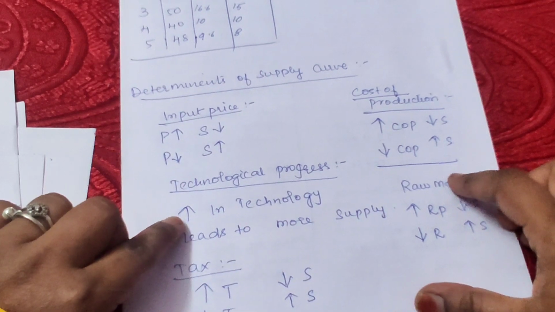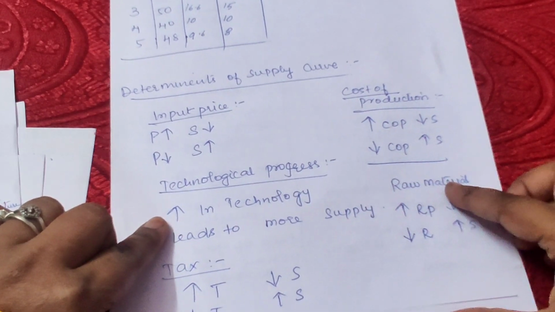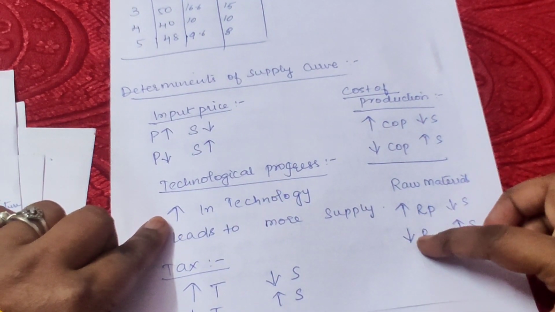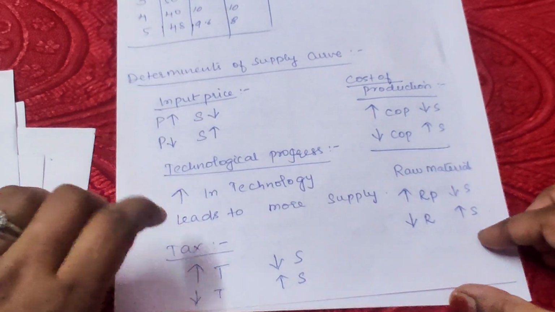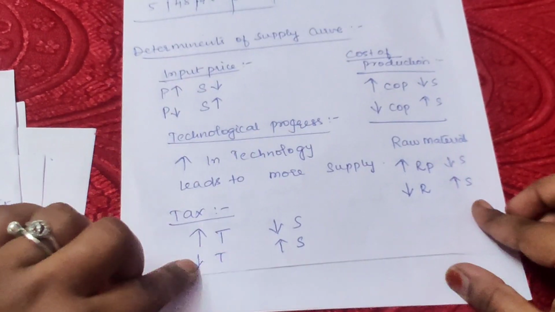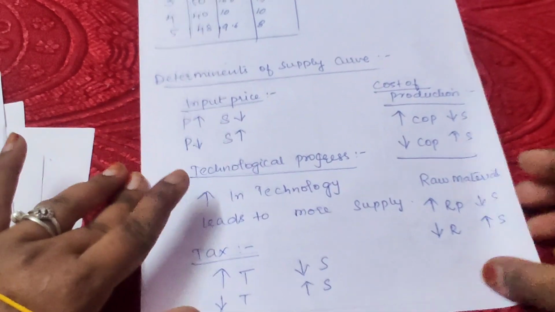When there is good technology, then there will be good supply. When raw material price is high, supply will be less. Raw material price is less, then supply will be high. When tax is high, supply will be less, and tax is less, supply will be high.